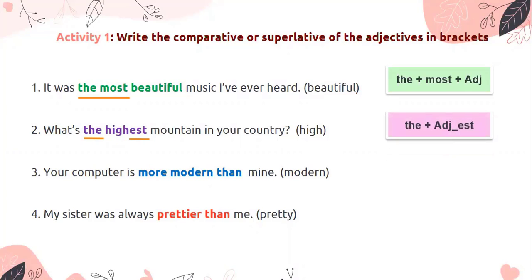For the last 2 sentences, we both see the word than, which means we must use the comparative form, so we add more before the long adjective. For a 2-syllable adjective that ends in y, we change y to i and add er.